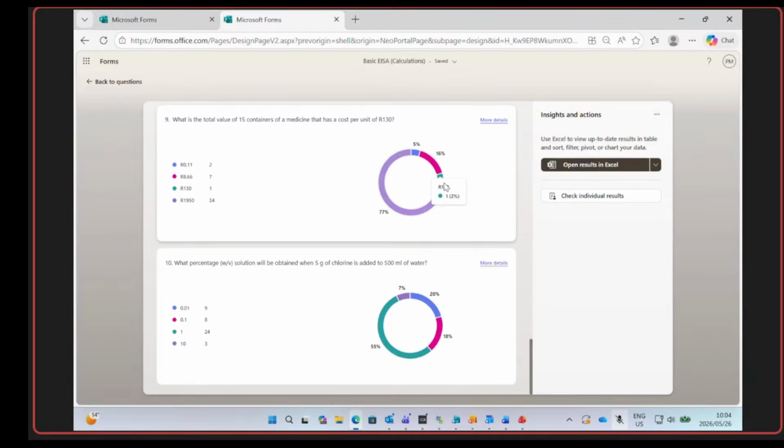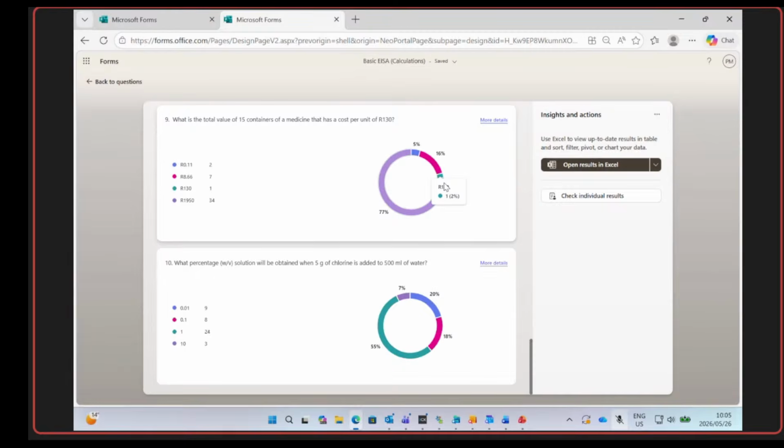What is the total value of the 15 containers? So I want to know what is the cost of those 15 items as a unit. And so the answer is 1,950. The people that have got 0.11, 8.66, 130, please double check your understanding of the question.